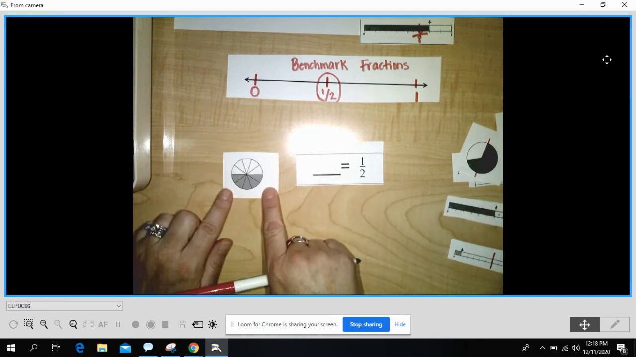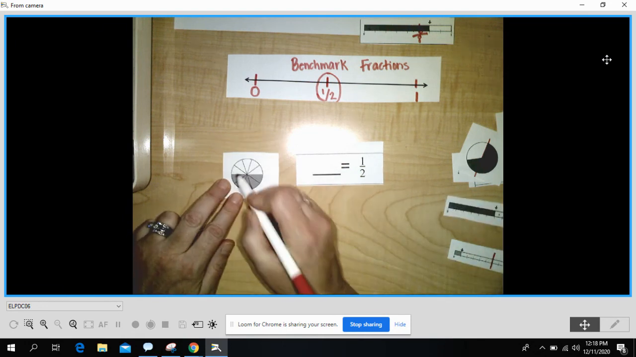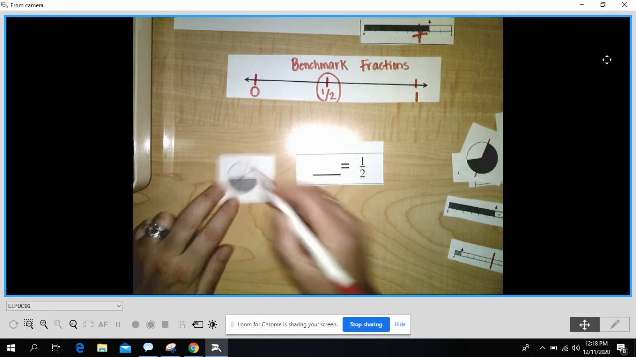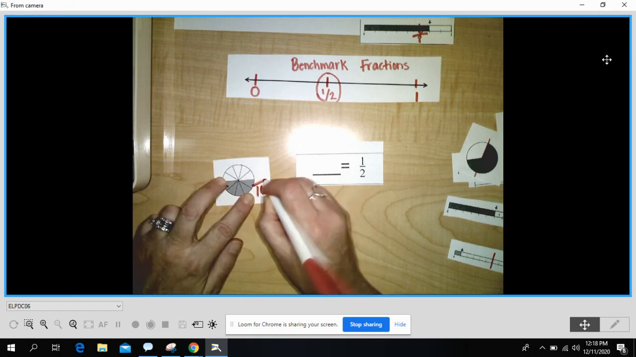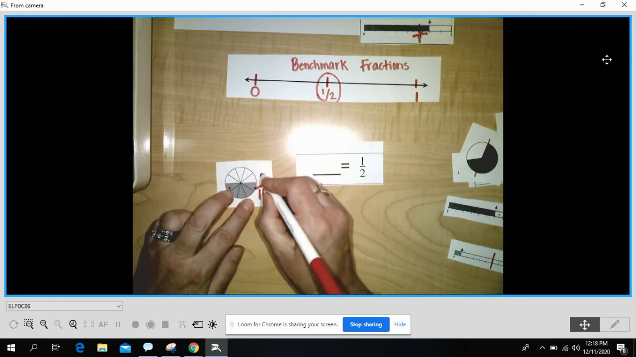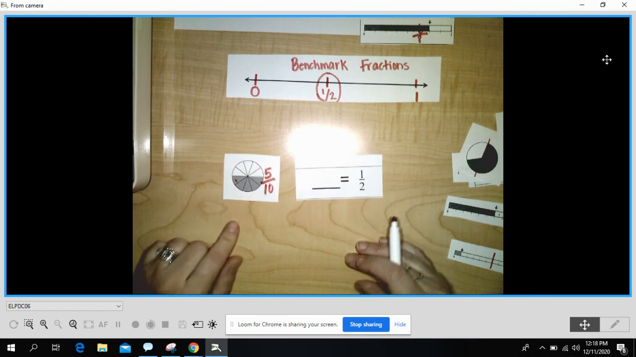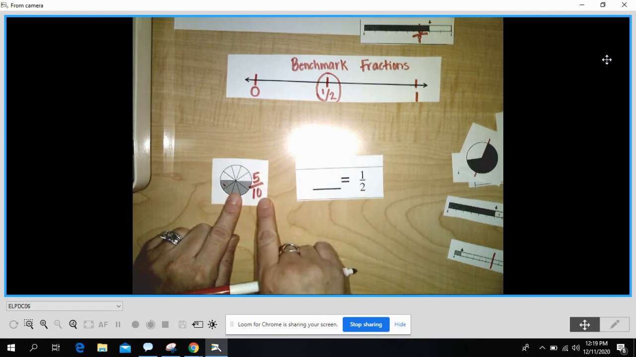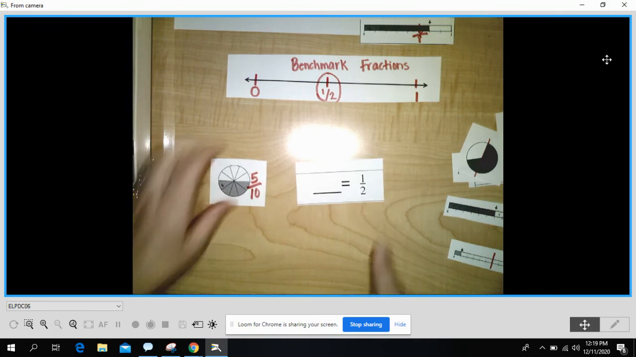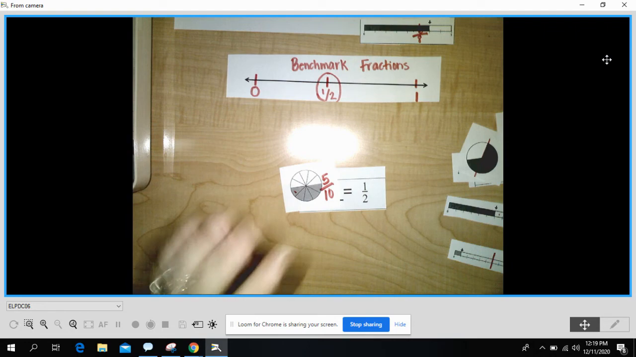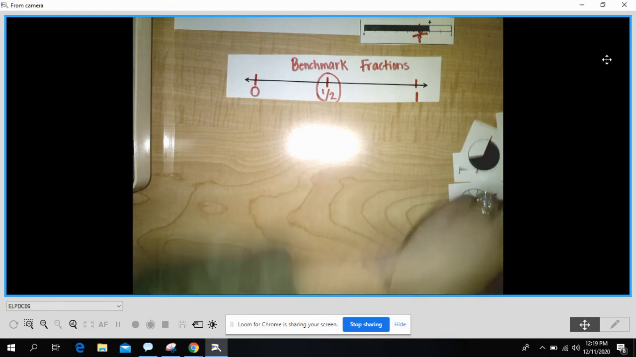All right, but let's look at this one. I have 1, 2, 3, 4, 5, 6, 7, 8, 9, 10 pieces. And how many are shaded? 1, 2, 3, 4, 5. So my fraction is 5/10. 5/10 is equal to 1/2. 5 is half of 10. So it is equal to 1/2. This is the one that would complete this number sentence.